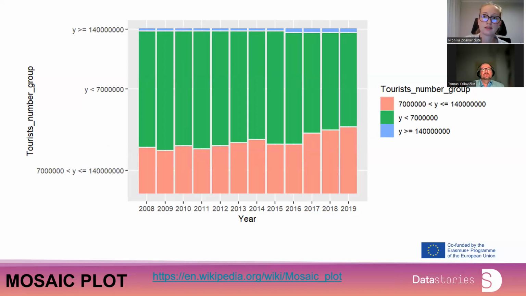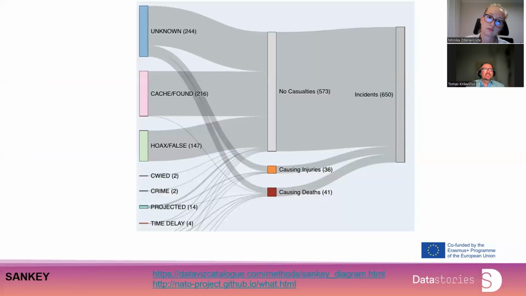There are the same tourist number groups, and they change over time. So we can see that the red group, which is tourist number less than 7 million, is growing, and the green group, which is less than 7 million tourists per year, is decreasing over the years. Okay, so let's move on.